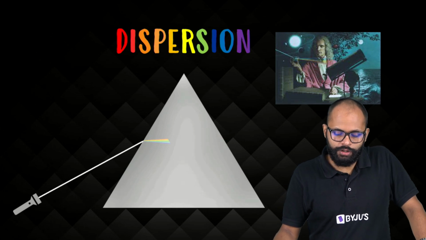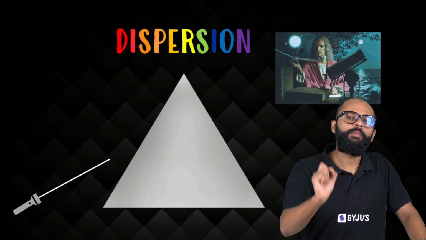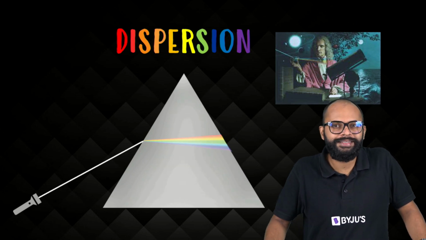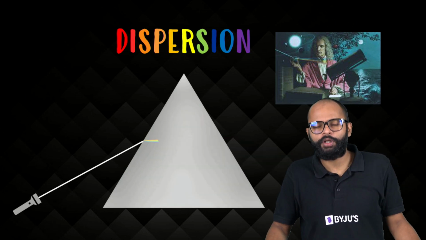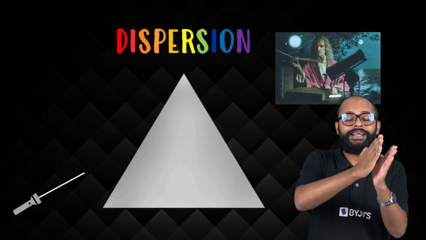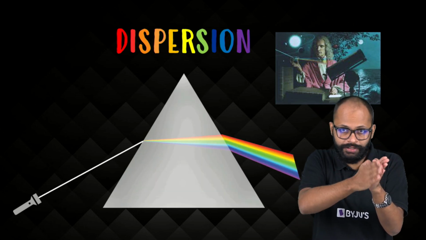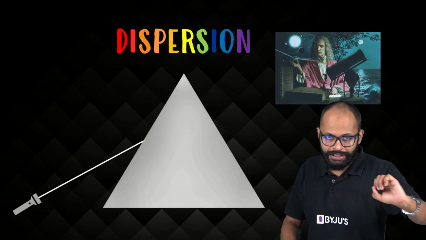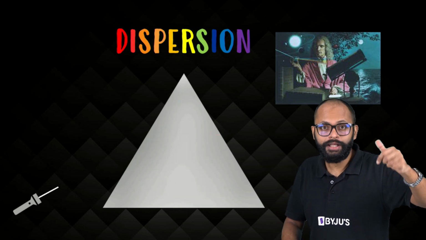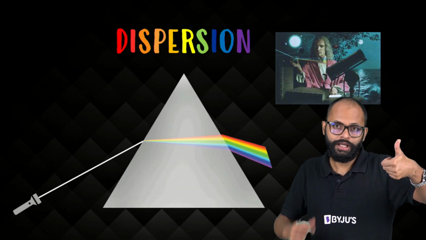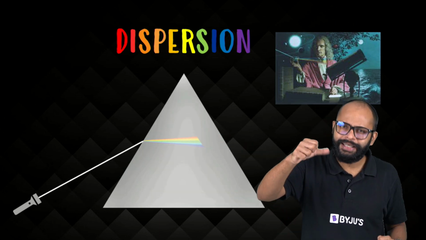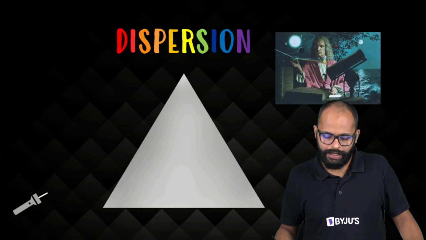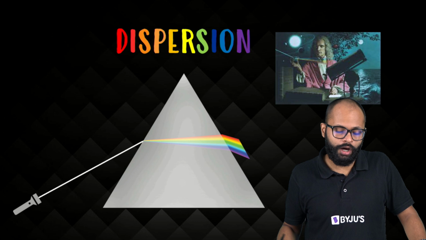Let's come back to Newton. This phenomenon of splitting of white light into colors is what we call dispersion. Why does it happen? Because white light is a combination of 7 visible colors with different wavelengths. With the least wavelength, you get more bending or more angle of deviation. With more wavelength, you get less angle of deviation, less bending. This is the whole scenario, and this is what we call dispersion.